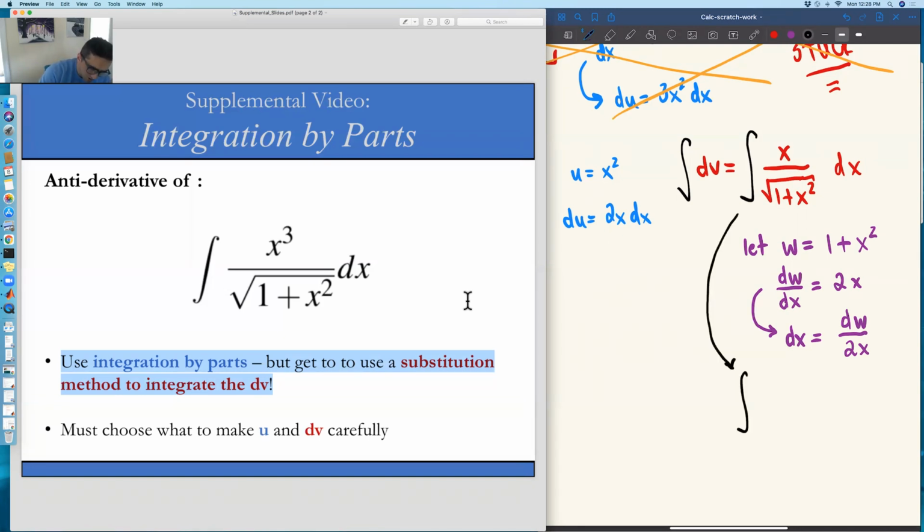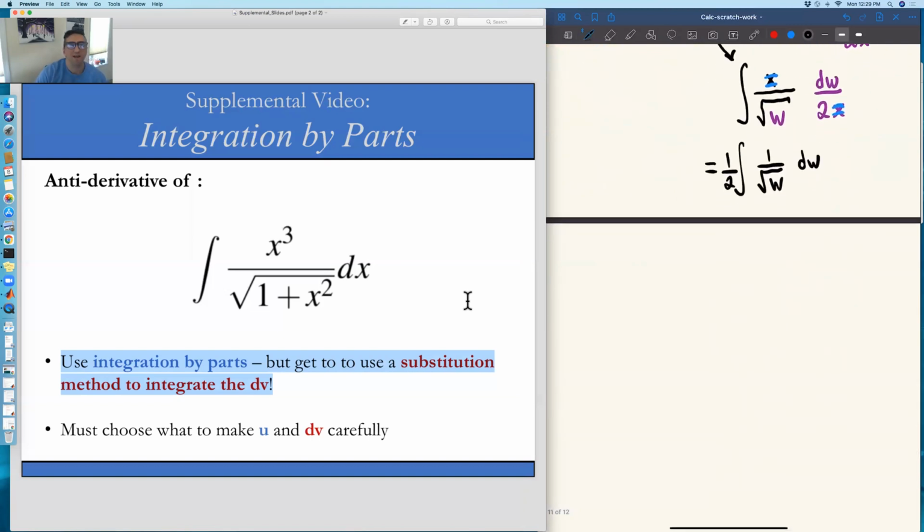So our integral, we still have x from the original. Now it's over the square root of what we just called w, and then we have times dw all over 2 times x. And now, lo and behold, what we see happens is those x's cancel out. And the integral we get to compute now looks like the integral of 1 over square root of w. Of course, we have that 1/2 sitting out in front times dw.